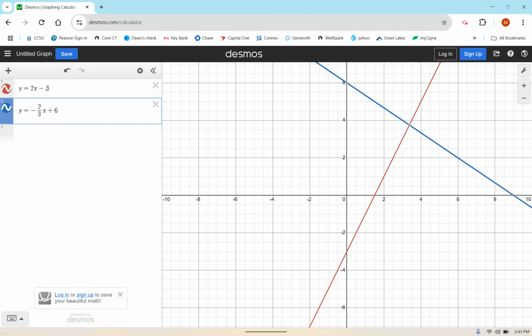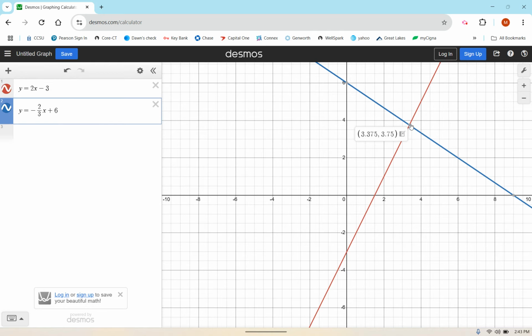And here's that line. And notice that it just live graphs the lines as we're going. If you notice, there's a little gray point right there. And if I just put my cursor, hover above it, I'm not clicking anything, just hovering above that, you'll notice the point of intersection, 3.375, 3.75.